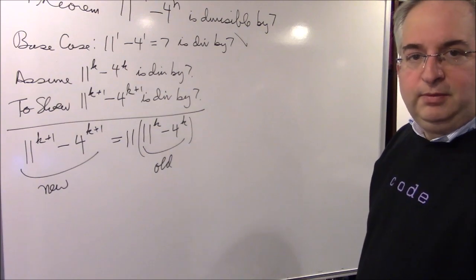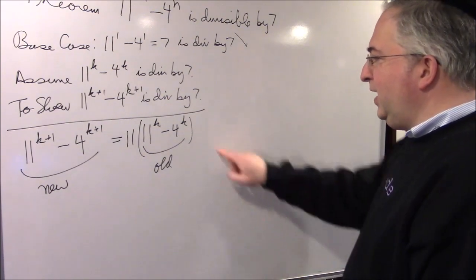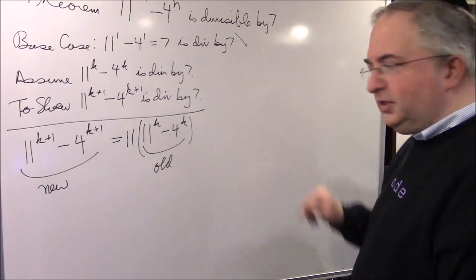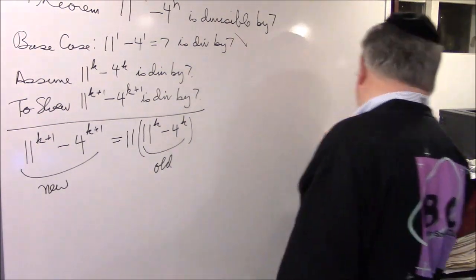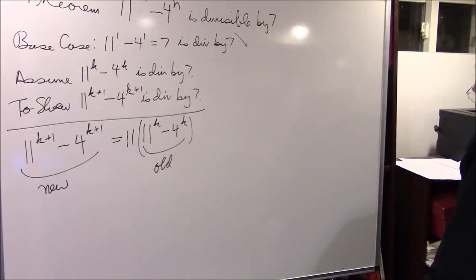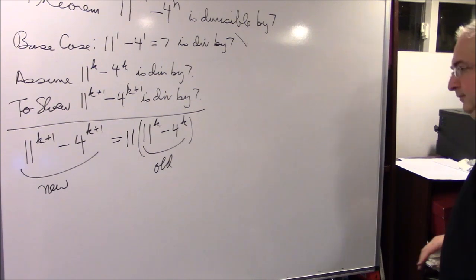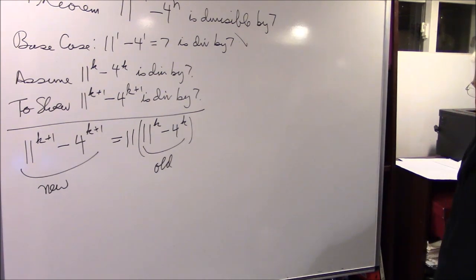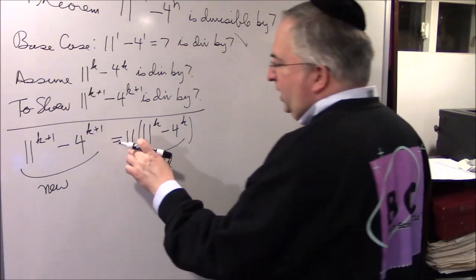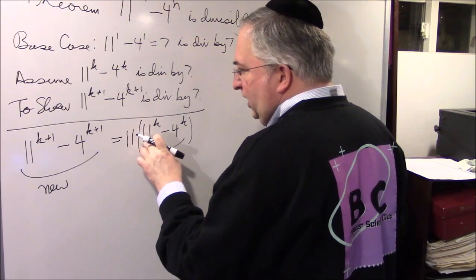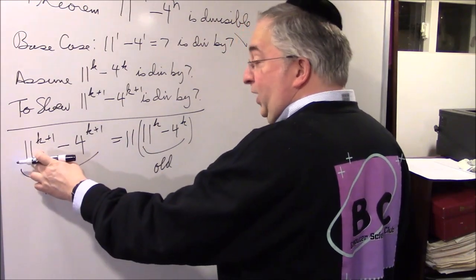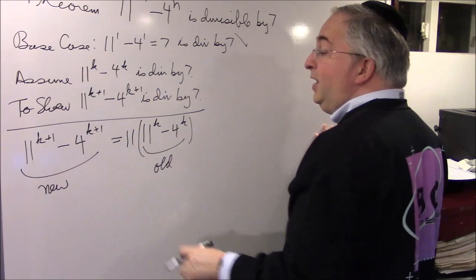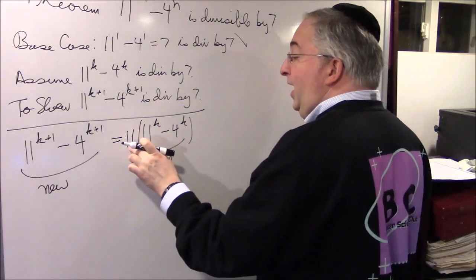Did that help? A little bit. I need to fix more. So let's multiply this out. 11 times 11 to the k is 11 to the k plus 1. That's great. That's true.